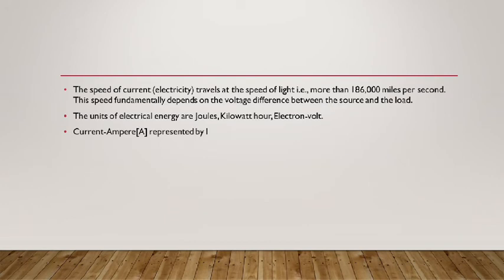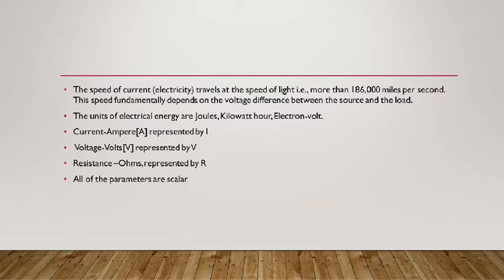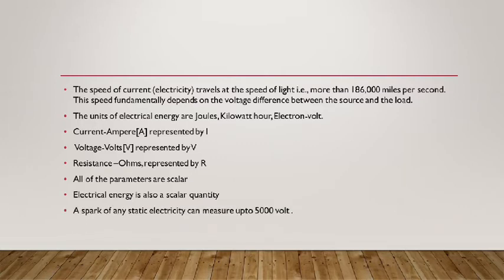Current is represented by the letter I and the SI unit is ampere. Voltage is represented by the letter V and the SI unit is volts. And resistance is represented by the letter R and the SI unit is ohms. All of these parameters are scalar quantities, and the electrical energy is also a scalar quantity. And the maximum value of static electricity which we can measure up to today is up to 5000 volts.